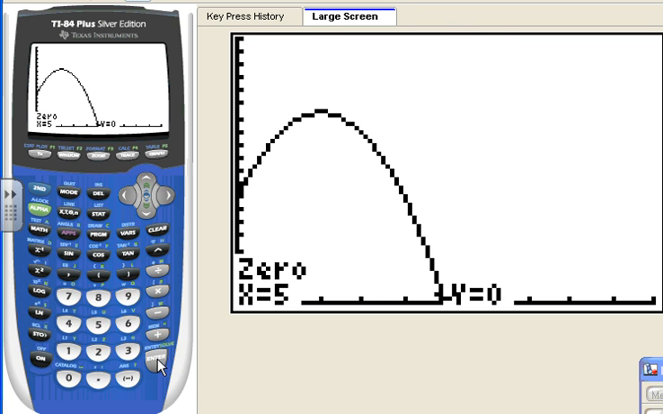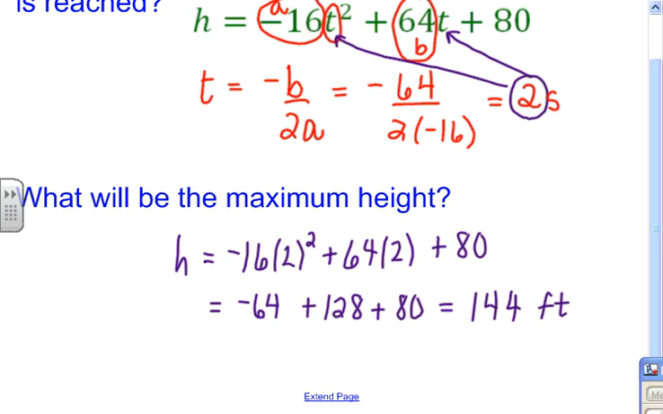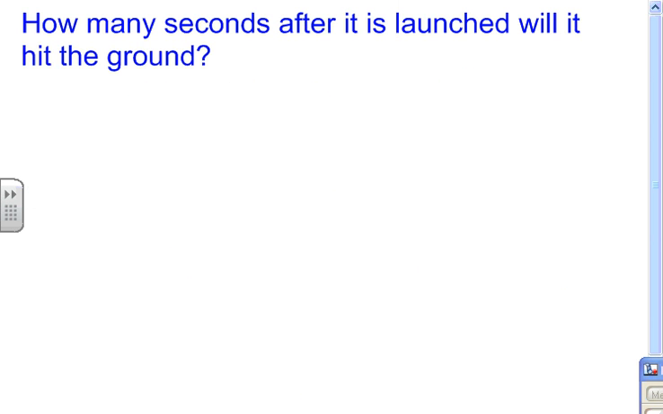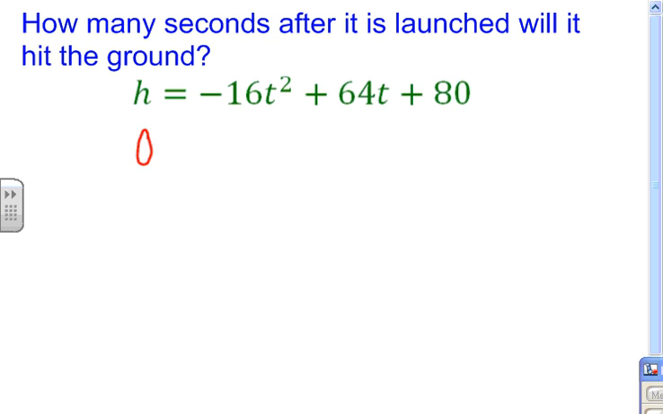So let's go back to our problem, the next one, which asks us how many seconds after its launch will it hit the ground? We already know the answer from our graph. What we want to do is determine it and verify it from our equation. So here's our equation. When it hits the ground, the height is 0. So this is actually the equation we want to solve. It's got some big numbers in there. In fact, those are kind of unwieldy numbers to work with.